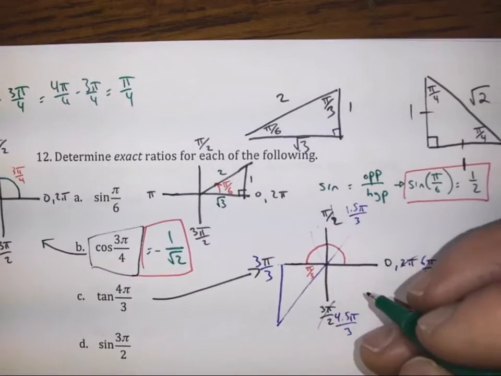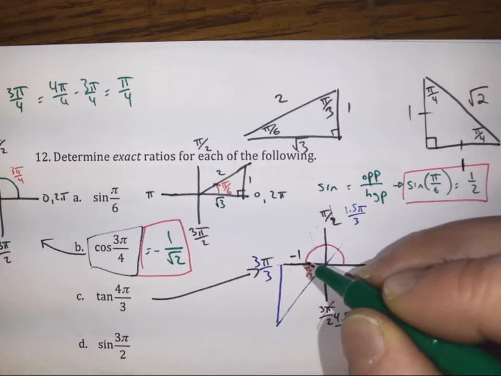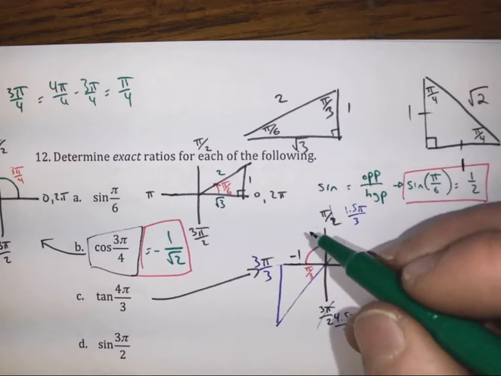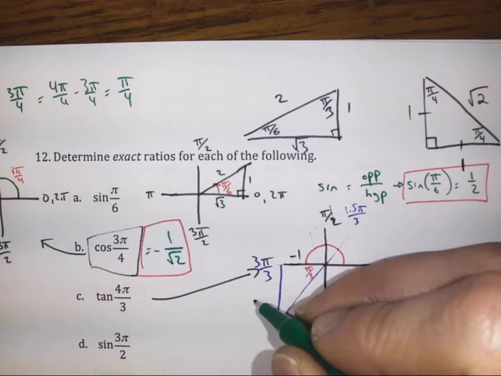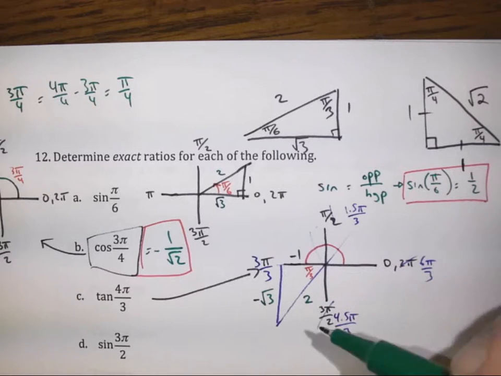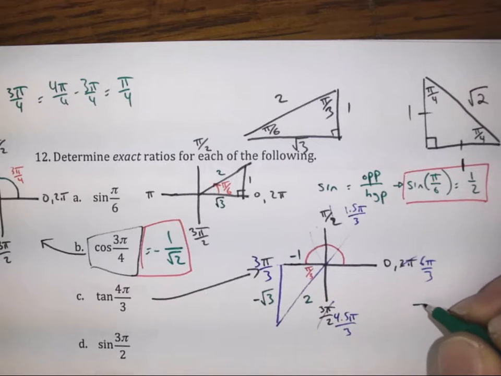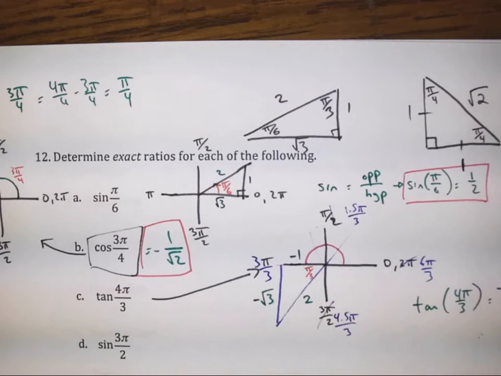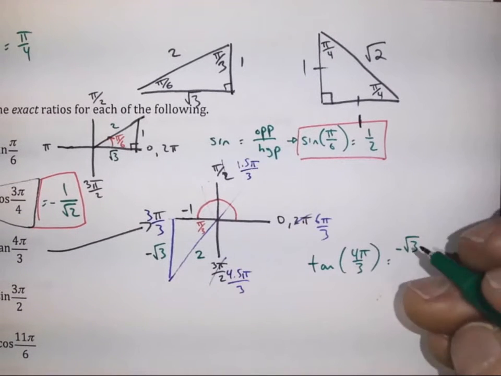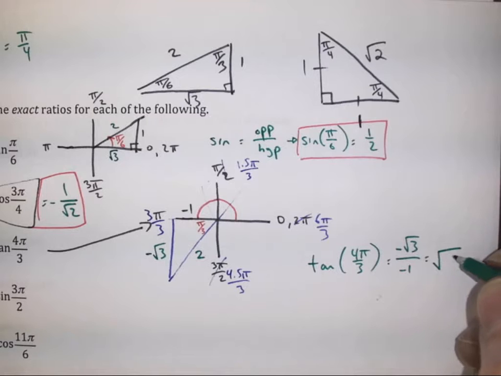All right, anyway, we see that this corresponds again to this triangle, so we're going to label up these sides. Opposite of pi over 3 is root 3, except it's going to be negative in this direction. And then we have a hypotenuse of 2. And then we're looking for the tan of this ratio, so we're going to take the opposite and divide it by the adjacent. So tan of 4 pi over 3 is going to be equal to negative root 3, which is the opposite, over negative 1, which is the adjacent. That's going to give us, simplified, root 3.